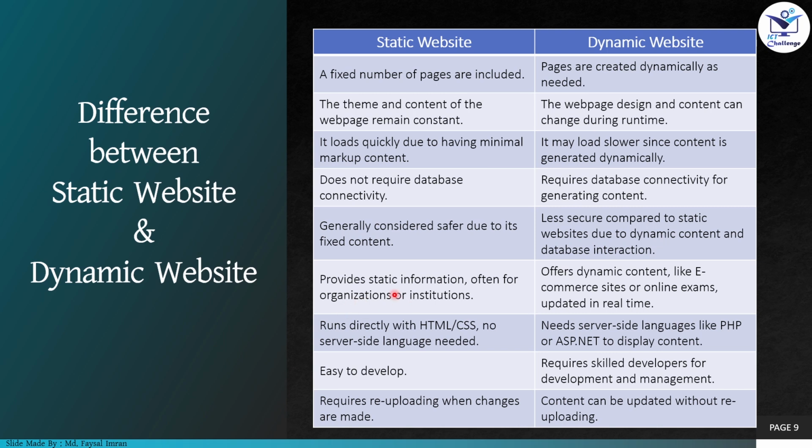Okay, so now a static website provides information from organizations and institutions, while dynamic websites are like e-commerce, online exams, or other real-time dynamic website systems. Because when we see an e-commerce website, those websites change their product categories, images, pricing, and other terms and conditions inside of this dynamic website. So they always offer a real-time changing website.